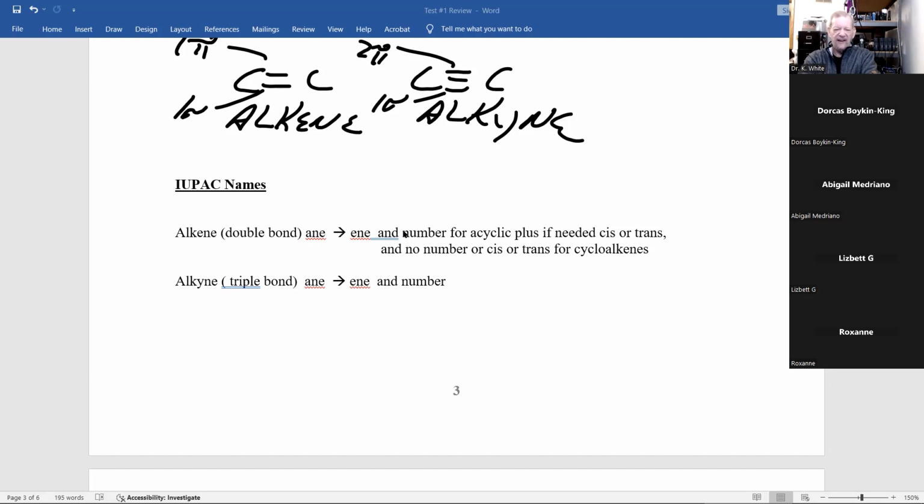If it's in a ring, the rings I've encountered are always going to be cis. In reality, you could make a larger ring, and I think decades ago I saw one paper, but in real life it doesn't exist. So you don't put cis or trans. And if it's the only functional group, which is how I teach this course, one of the carbons of the double bond ring is always one, and you don't have to put that down.